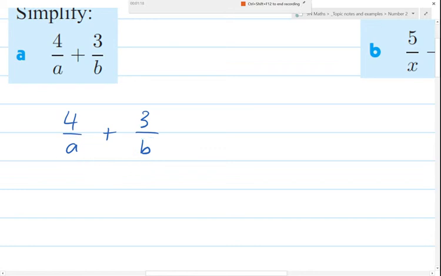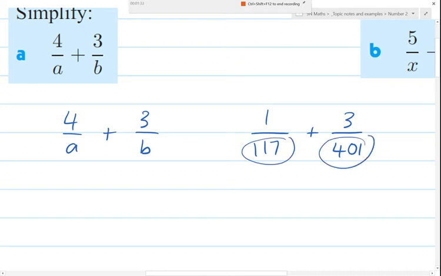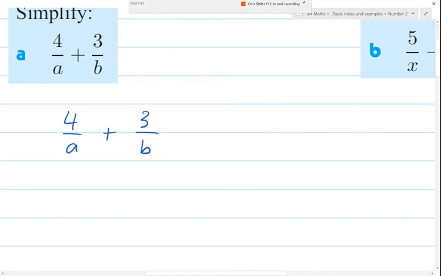If you think about what you're doing if you had a difficult fraction, like 1 over 117 plus 3 over 401, it wouldn't be easy to think of a common denominator. So what you would do is simply multiply those two numbers together to get a common denominator. And so that's what we're going to do with these ones.